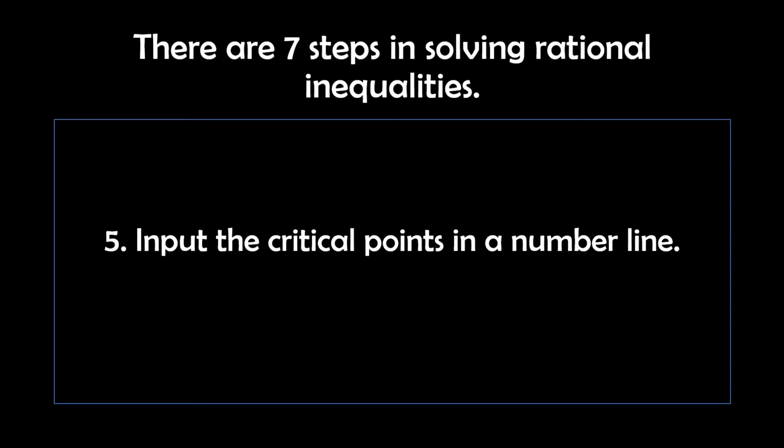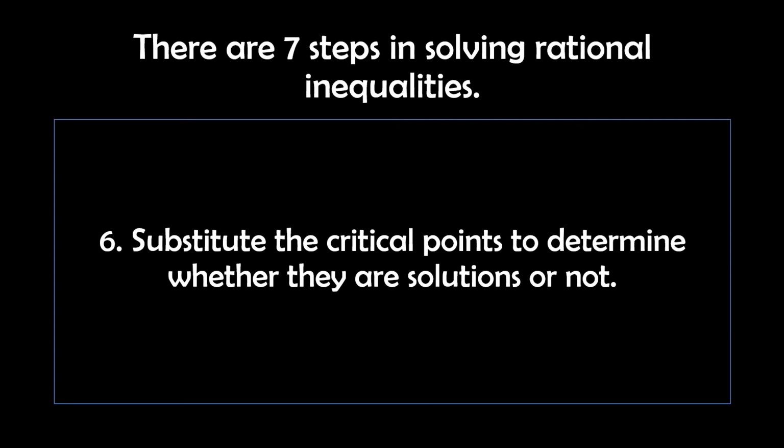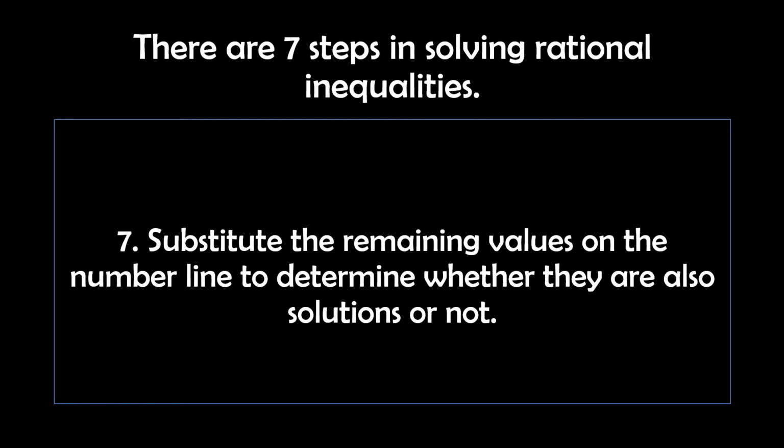Once we have our critical points, we input those critical points in a number line. Then we substitute the critical points to determine whether they are solutions or not. Now, where are we going to substitute those critical points? Well, we're going to substitute them in our simplified expression back in step number 2. And lastly, we'll substitute the remaining values on a number line to determine whether they are also solutions or not.